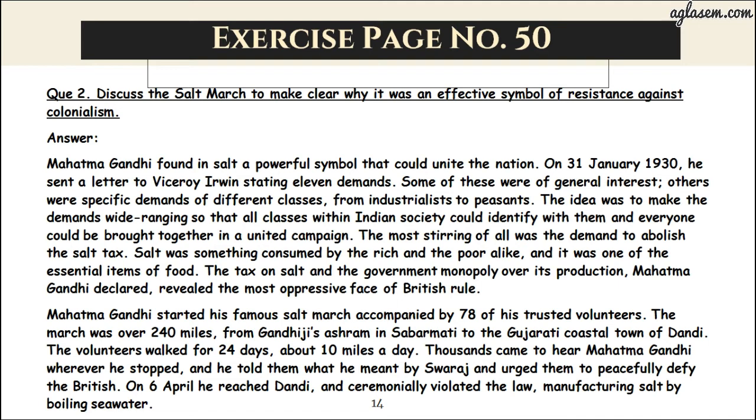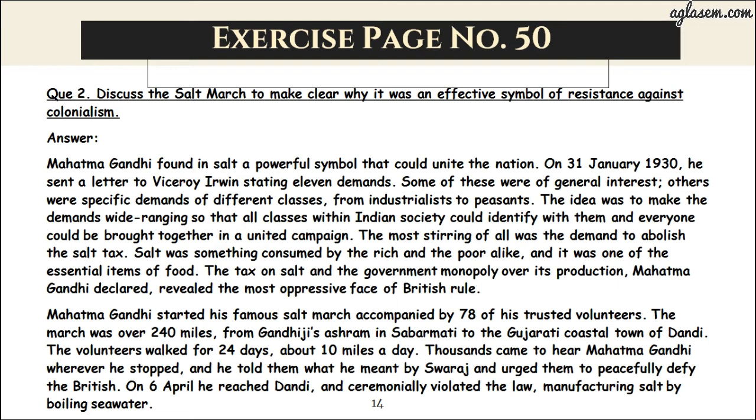The most striking of all was the demand to abolish the salt tax. Salt was something consumed by the rich and the poor alike, and it was one of the essential items of food. The tax on salt and the government monopoly over its production, Mahatma Gandhi declared, revealed the most oppressive face of British rule. Mahatma Gandhi started his famous Salt March accompanied by 78 of his trusted volunteers.